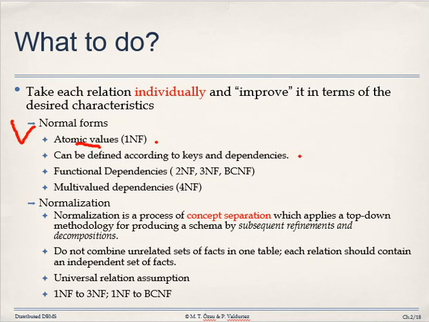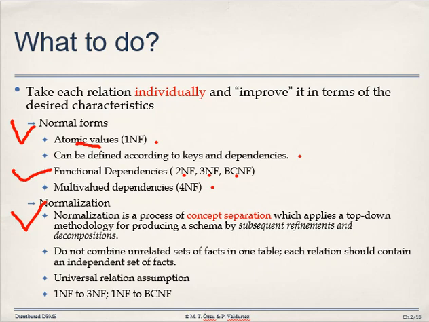After first normal form we have second normal form, third normal form and BCNF. In these three forms we are considering functional dependency. Whenever we find any functional dependency we have to resolve it, and in the fourth normal form we have to deal with multi-valued dependency. So first we will deal with normalization.